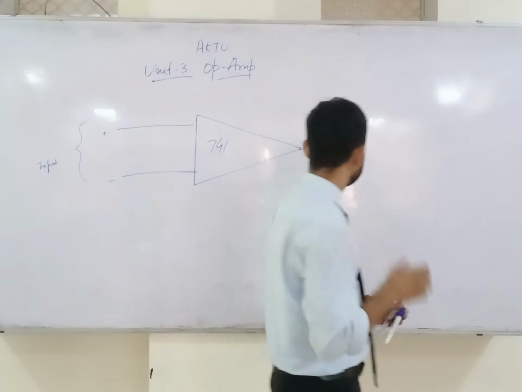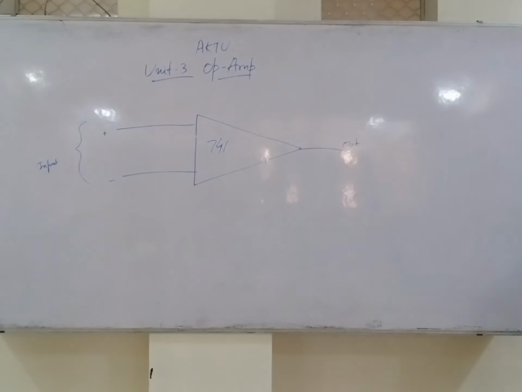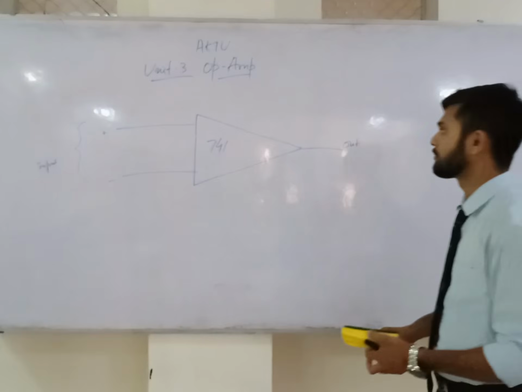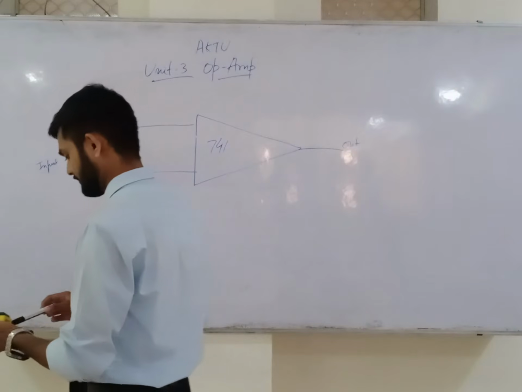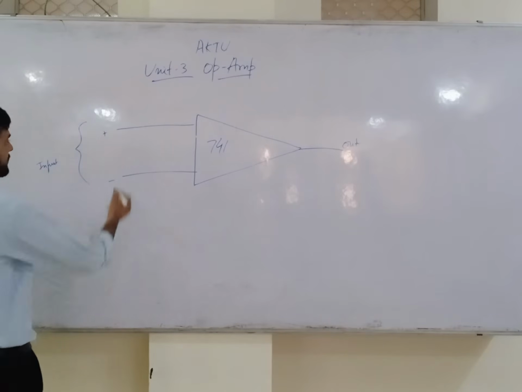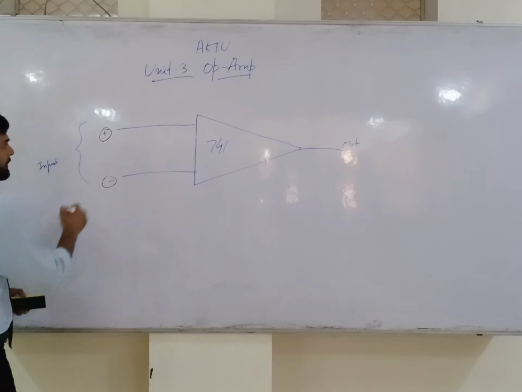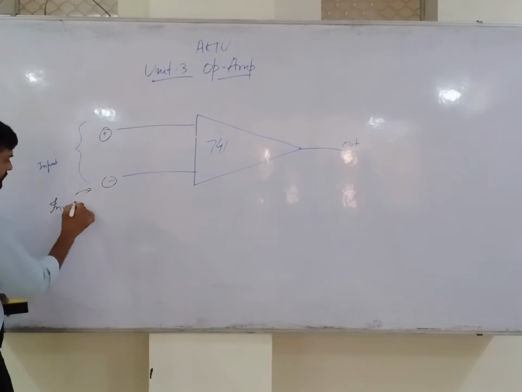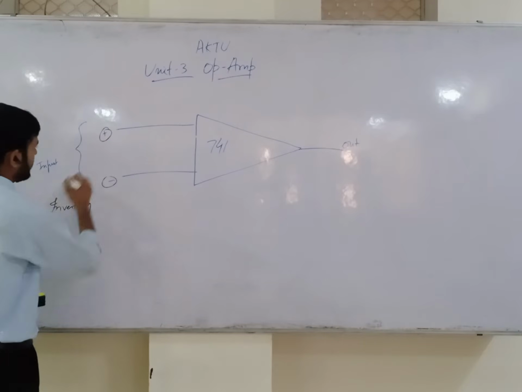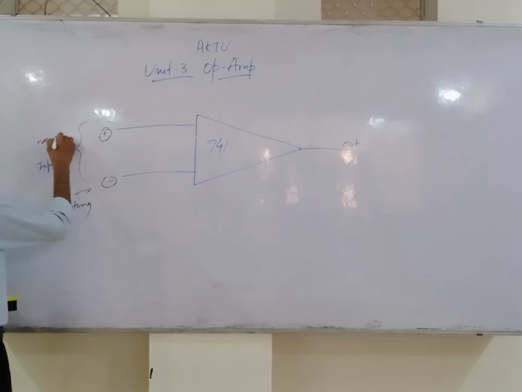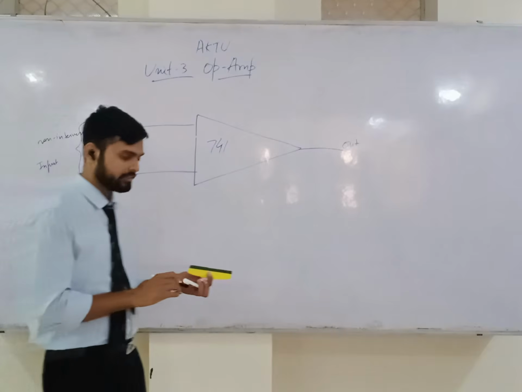Now we can say that there are two inputs and one output. One is positive and one is negative. Negative means inverting, and positive means non-inverting. What is inverting and non-inverting?